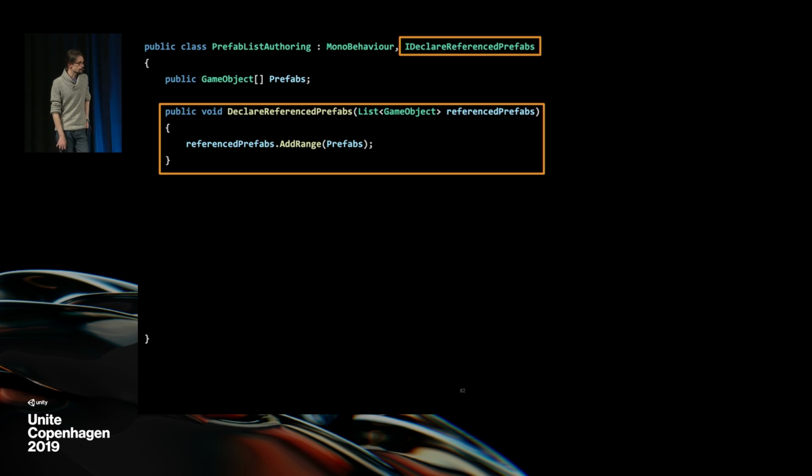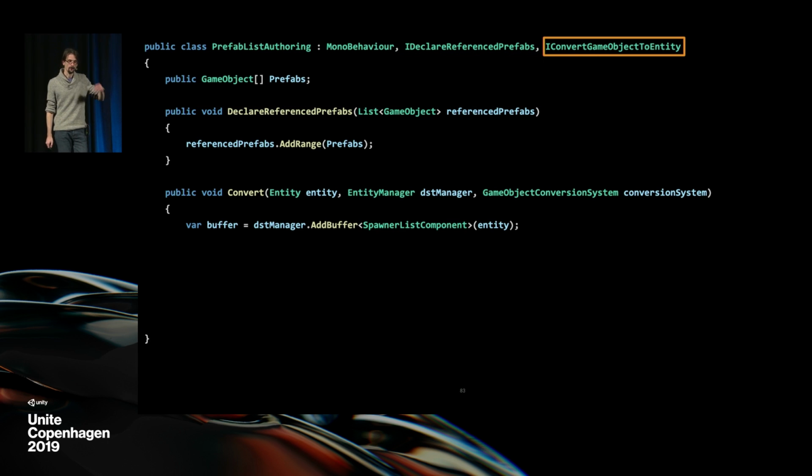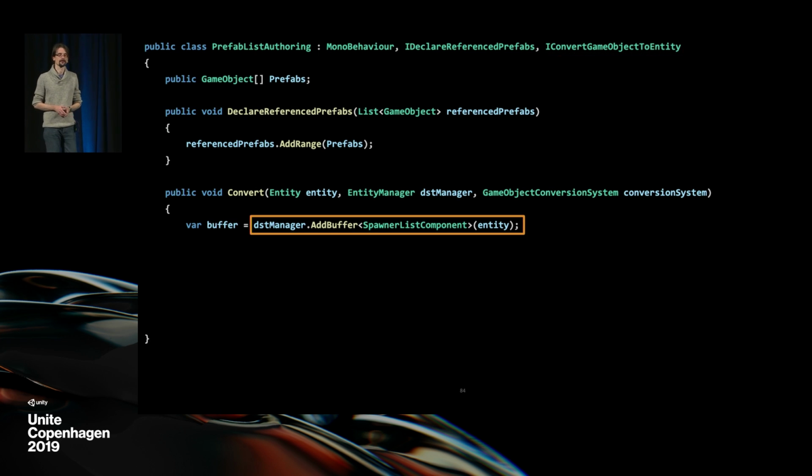When it gets converted, it will have to declare all these prefabs. And so here, I'm just adding that list of prefabs into the existing list of prefabs. Finally, it will also be converted. So once again, I will implement the IConvertGameObjectToEntity interface. And in this conversion function, I will use something that I've not used before, which is a buffer, a dynamic buffer. Why? Just because I want to actually store an array. I'm not going to store a single component. And so this uses an interface which is slightly different.